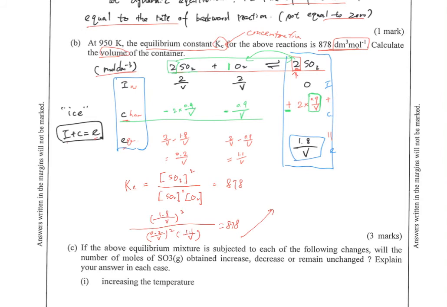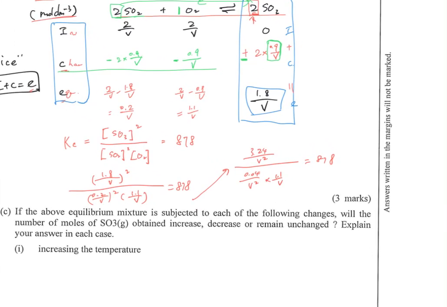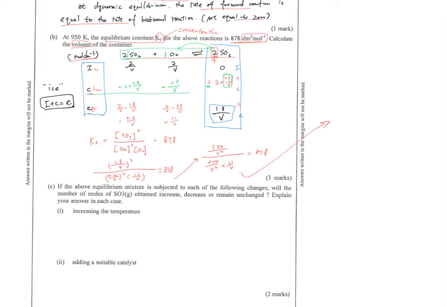Okay, we simplify. 1.8 times 1.8 is equal to 3.24 over V squared, and then over 0.2 squared, which is 0.04 over V squared, times 1.1 over V, equal to 8.78. So we need to calculate the lower part. We don't have enough space over here, so you can use a draft and write the final answer there. So 3.24 over V squared, divided by something, over. 0.04 times 1.1 is equal to 0.044 over V cubed, equal to 8.78.